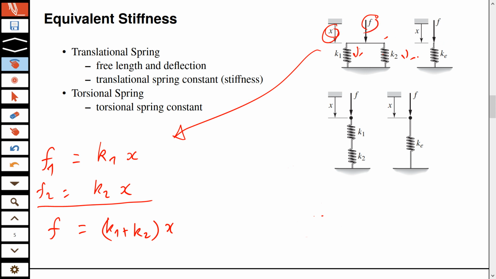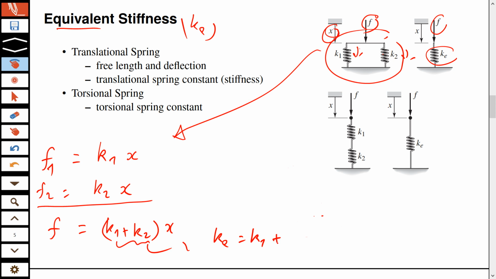So which means that if I want to represent this combination of two springs by a single spring with an equivalent stiffness Ke, then that Ke is K1 plus K2. Why? Because I know that Ke by definition is F over X, and F over X from this equation is K1 plus K2. Okay.